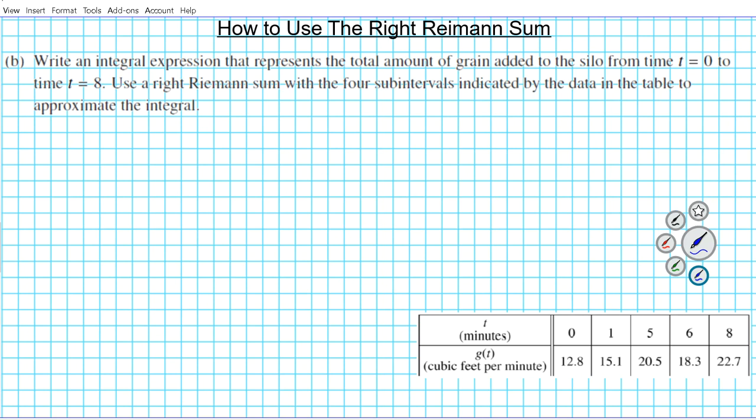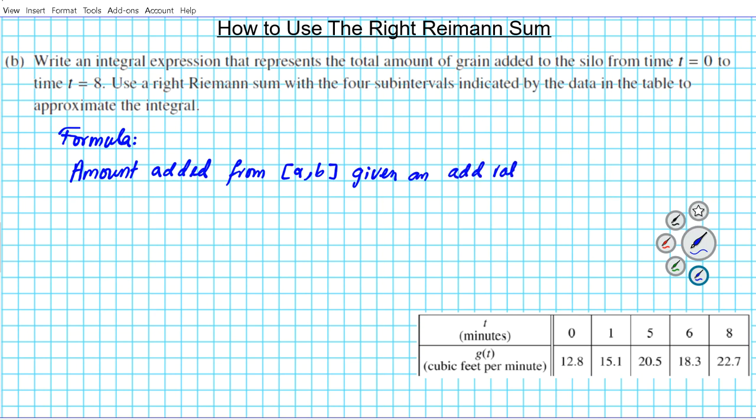All right, so let's go ahead and write down the formula that's going to guide our problem solving process. The amount added from the time interval a to b is, generally speaking, given an add rate, let's just call our add rate a sub r, okay? Given our add rate a sub r of t, if you think about our continuum here, you have amount, rate, and rate of rate.